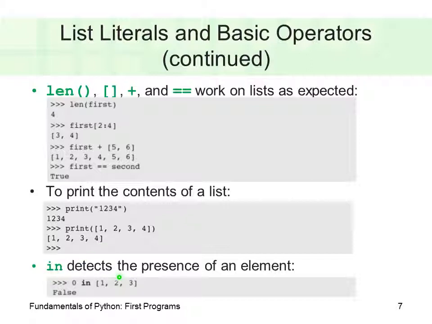The in operator detects the presence of an element in the list. We saw that used with strings. With respect to strings, it can detect a substring inside a string and return true or false based on whether that substring occurs in the string. In a list, if any of these elements is the element that is specified, here we have 0, it will return true. In the case of 0 in 1, 2, 3, there is no 0 as an element in this list, therefore it returns false.